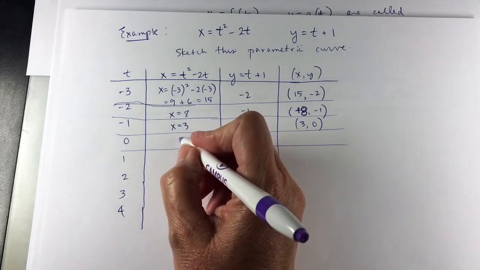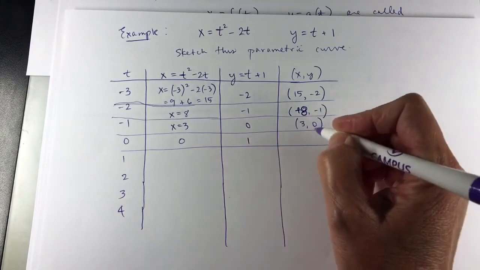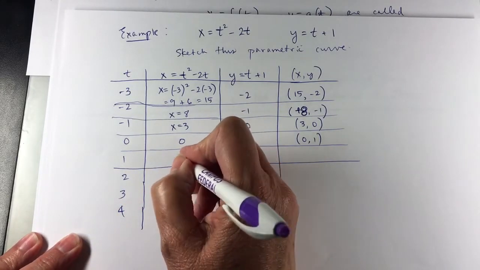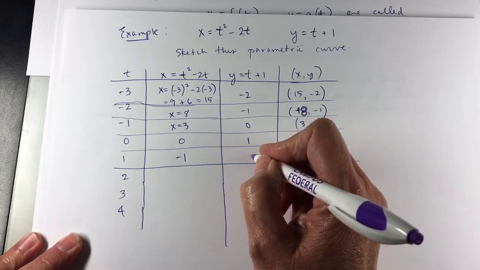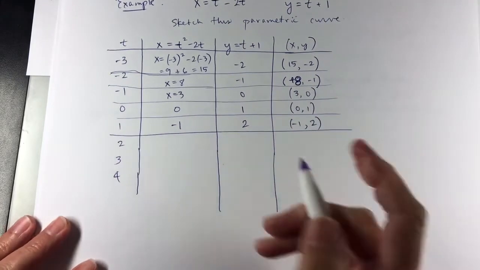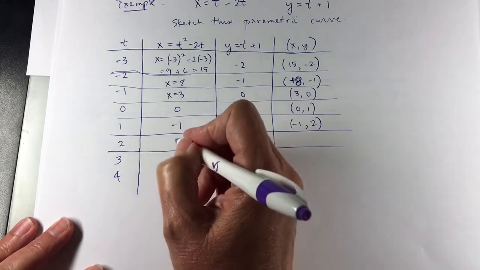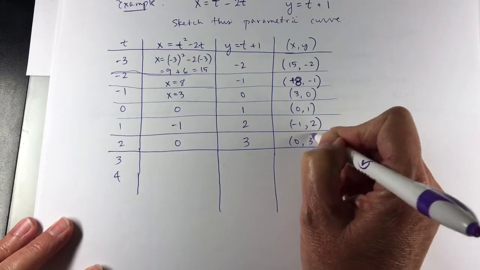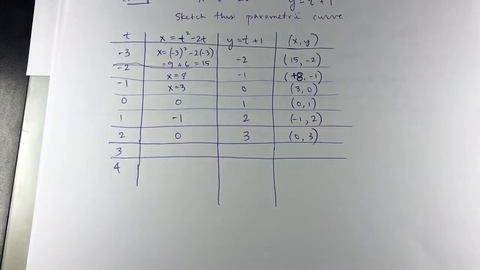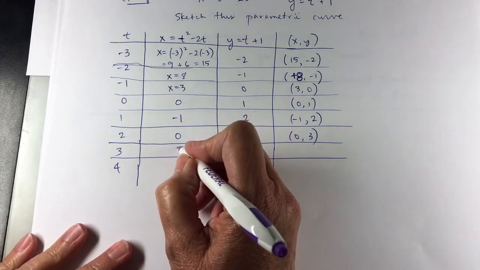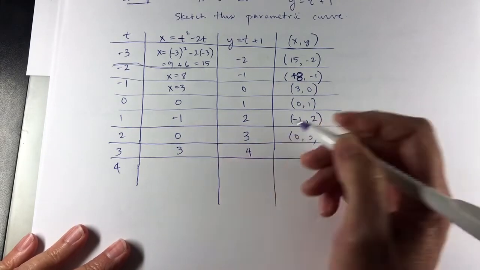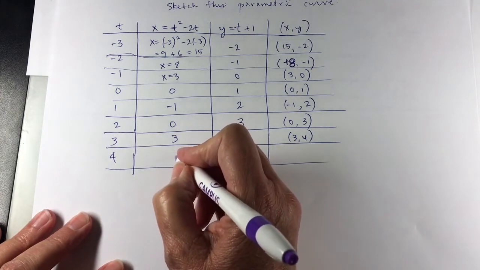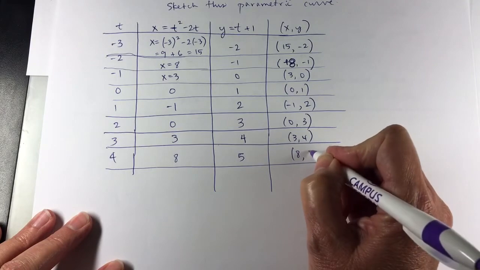When t is 0, x is 0, y is 1. 0, 1 is the pair. When t is 1, x is -1, y is 2. -1, 2. When t is 2, x is 0, y is 3. 0, 3. When t is 3, x is 3, y is 4. The pair is 3, 4. How about when t is 4? You get 8, 5. Pair is 8, 5.